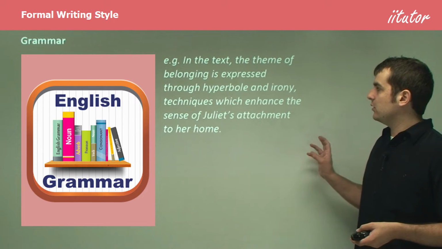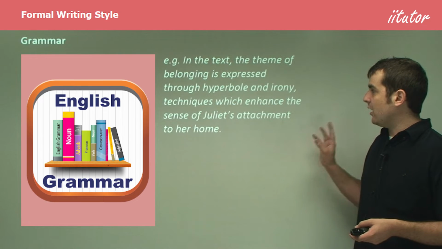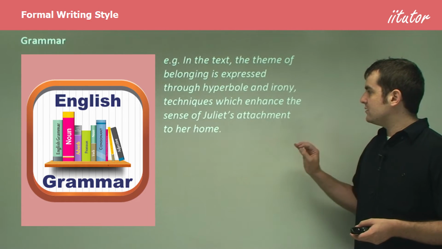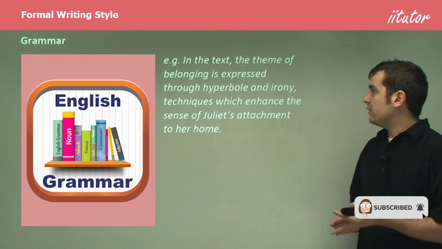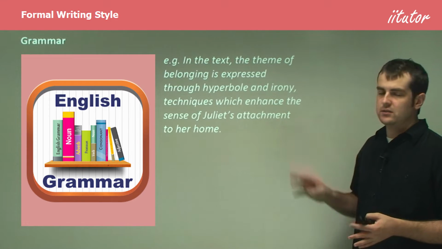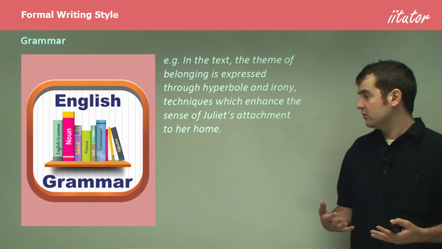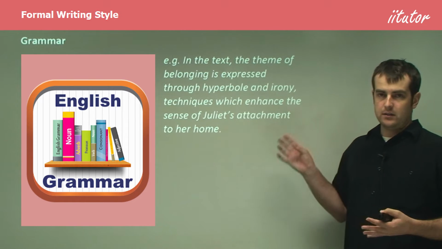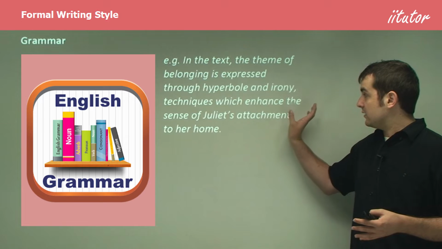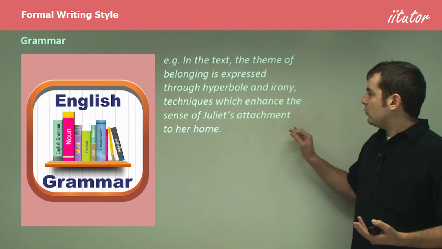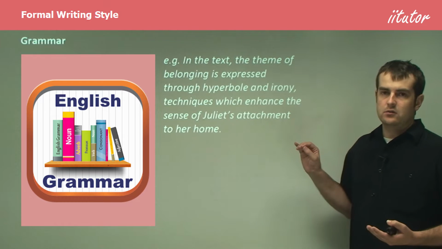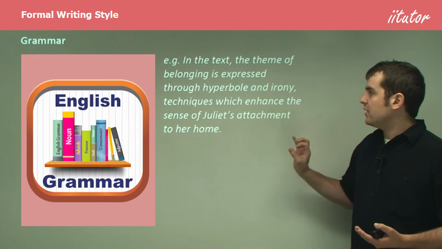"In the text, the theme of belonging is expressed through hyperbole and irony, techniques which enhance the sense of Juliet's attachment to her home." Again, there's an immediate sense that it's coming from authority because you are immediately referring to specific techniques, which you will then go into and elaborate on. You directly state what it is that those techniques represent. So in this case, it's Juliet's attachment to her home.